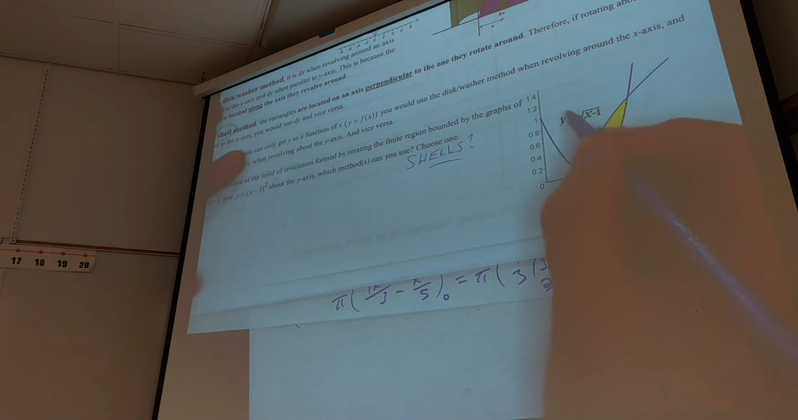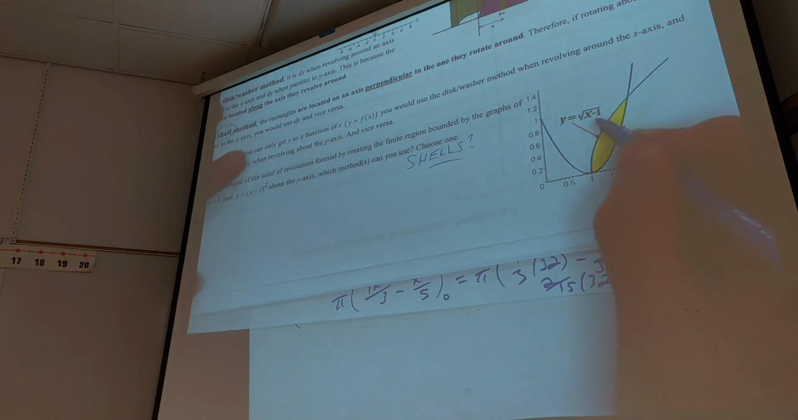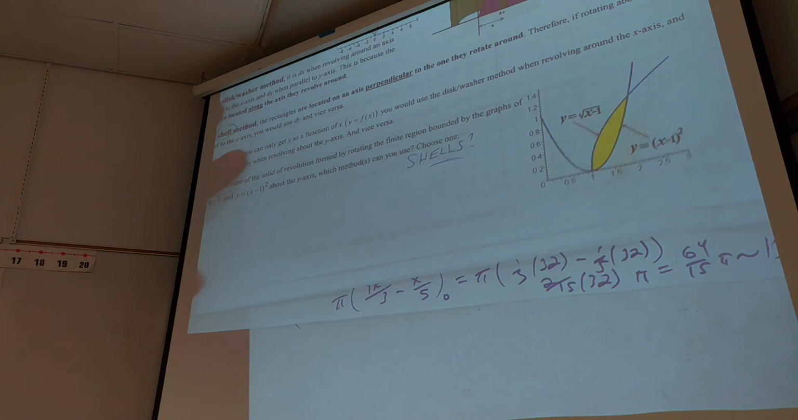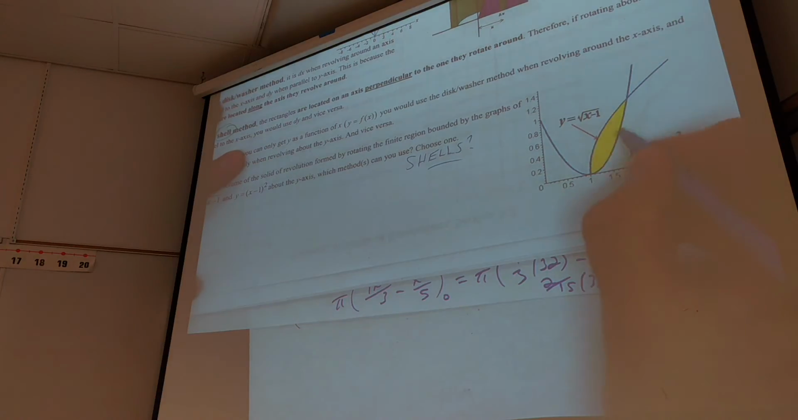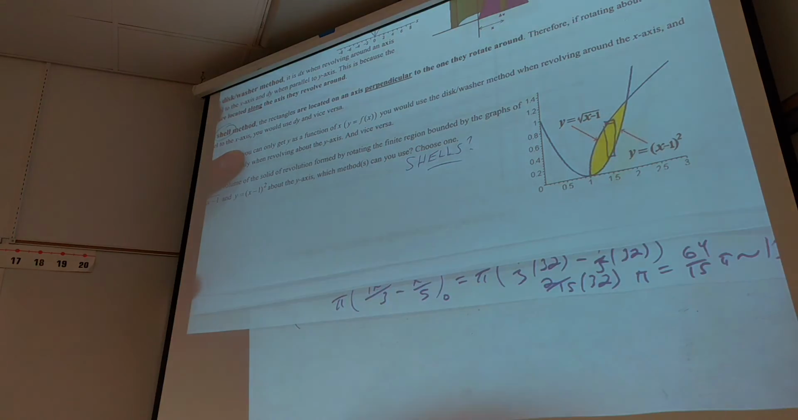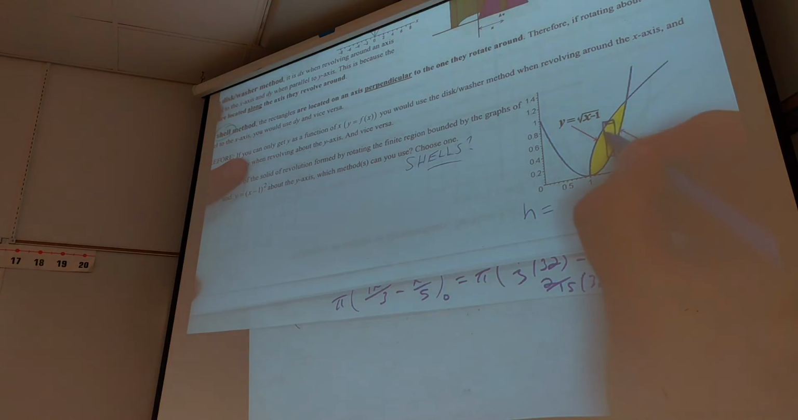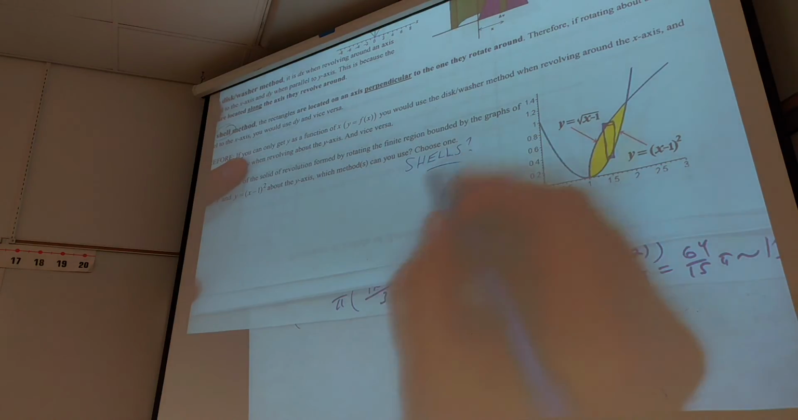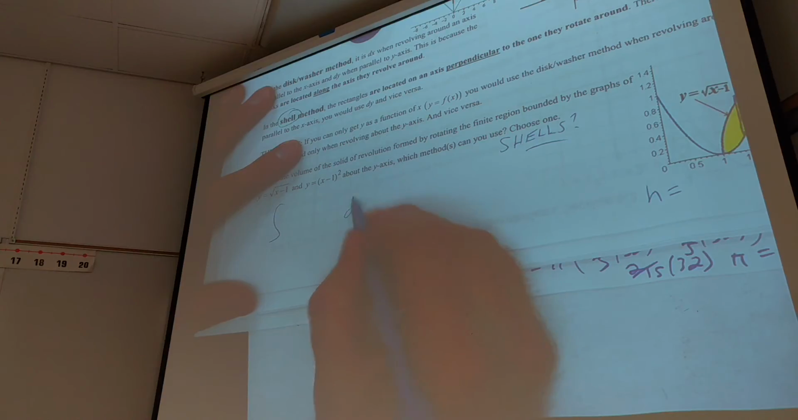I'm rotating this way, so my rectangle has to be parallel to the axis of rotation, so it's got to be like this. But the beautiful thing is I just draw it from top to bottom like that. So how tall is that rectangle? What's the height of that rectangle? 1.5 minus... And real quick, just to keep us focused correctly, if I'm using shells, it'll be integral d what?